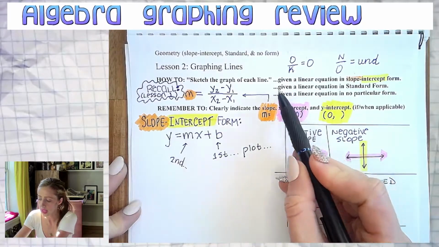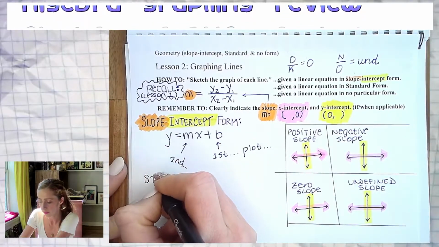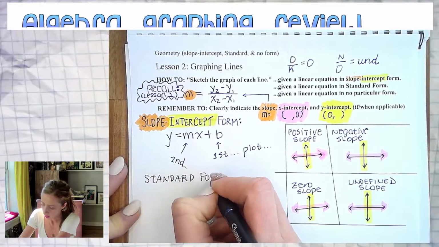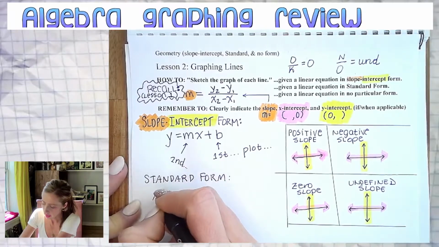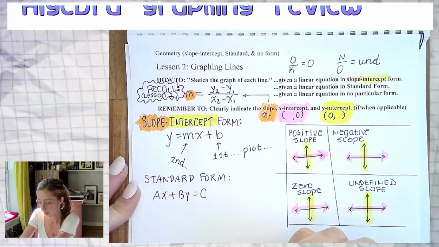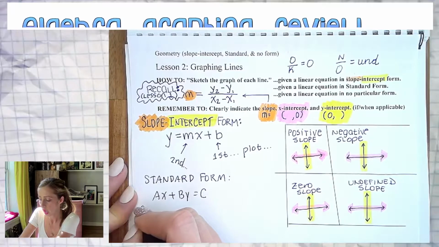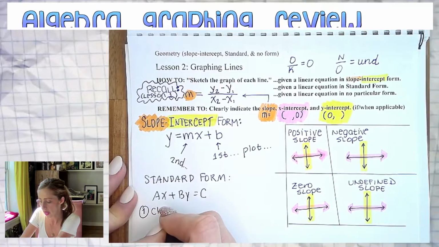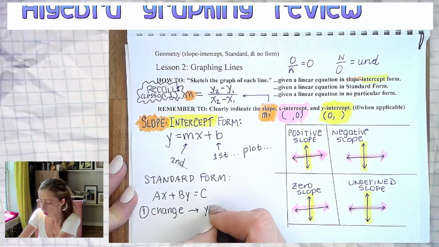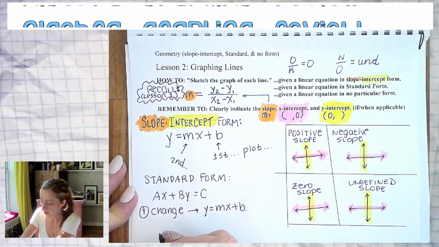We also want to be able to sketch the graph of a line when it's given to you in standard form. What's standard form? Standard form looks like Ax plus By equals C. There's two ways that you can graph from standard form. Option number 1 is to change this into slope-intercept form. How do we do that?